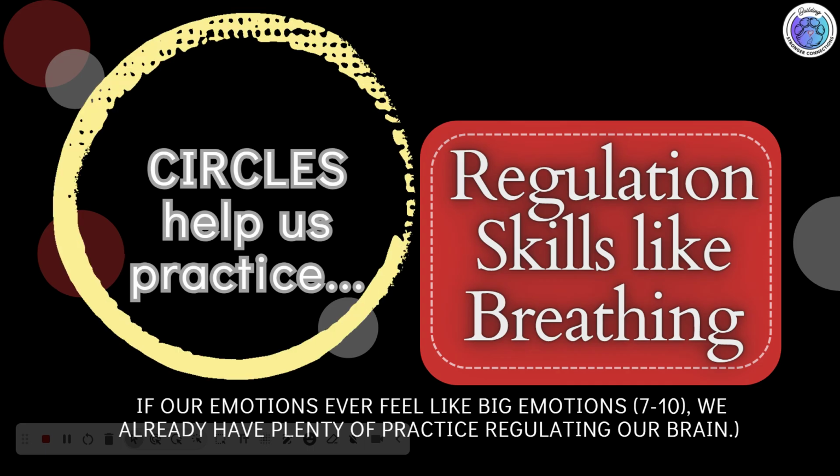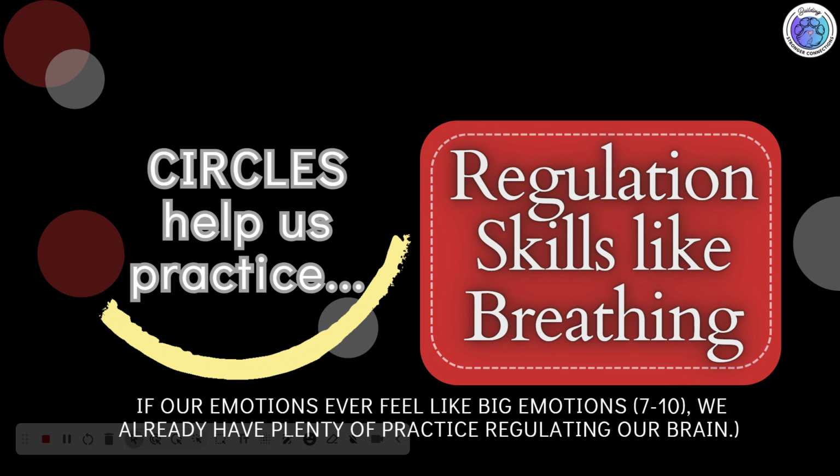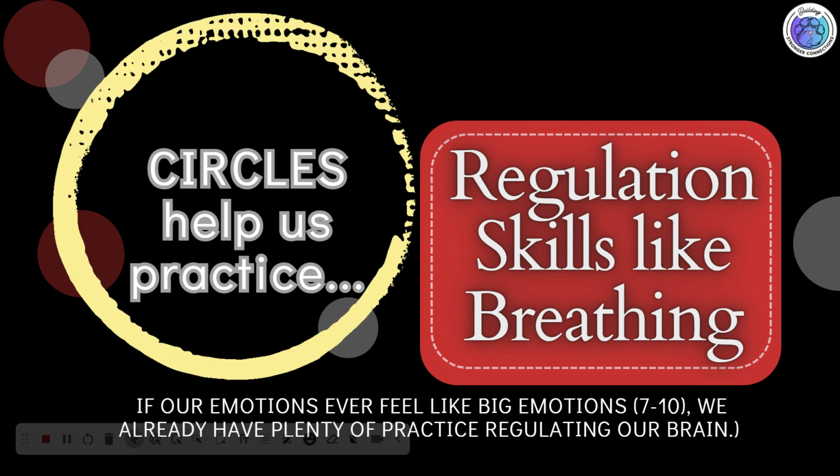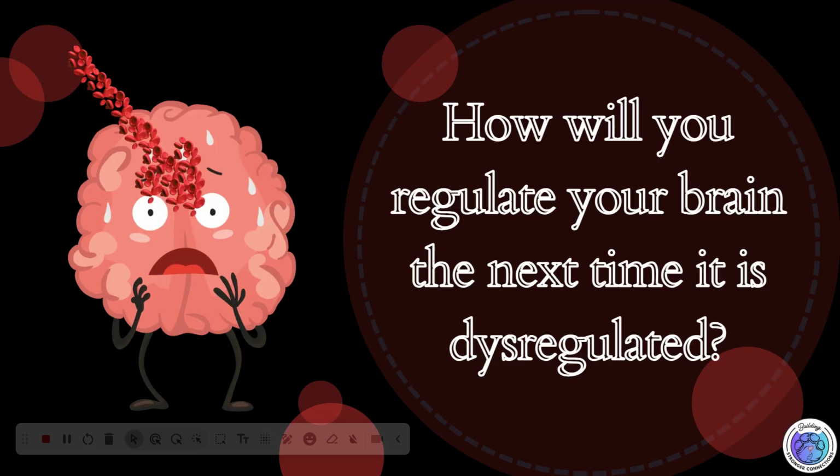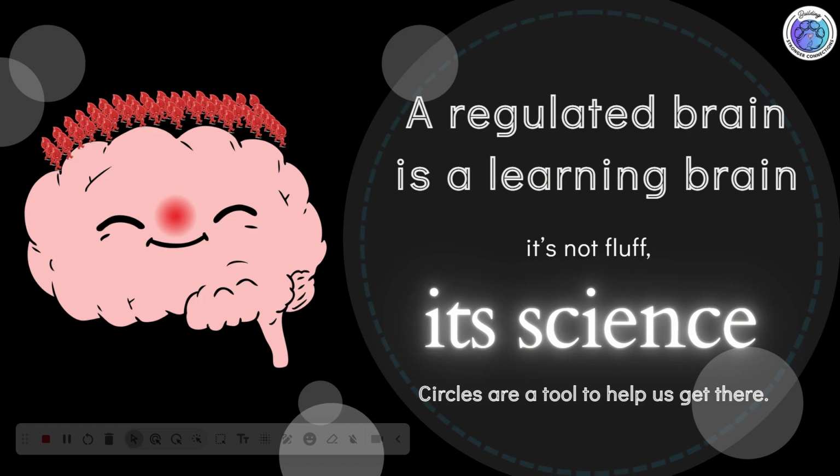So circles are going to help us because we're going to show you guys a lot of different breathing exercises and just mindfulness techniques that you can use to help you calm yourself down so that those emotions don't become out of our control, okay? So some examples, like we said: breathe, getting a drink of water, go for a walk, exercise, drawing. Maybe drawing can be something that you can do on the side of your paper when you're feeling very sad or angry, right? That's not going to disrupt the class or interrupt the teacher. How will you regulate your brain the next time it is dysregulated? What can you do for yourself to help you get to that regulated and learning brain?